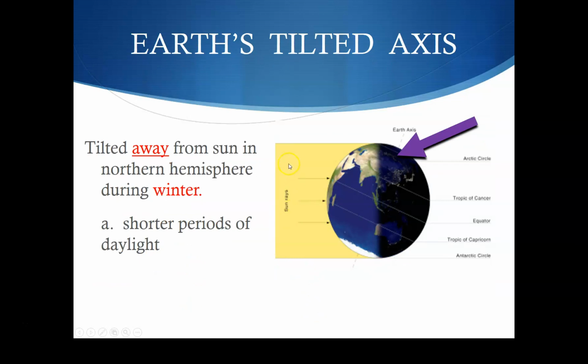Now, when the northern hemisphere's axis is tilted away from the sun, we know that to be winter, and that is when we have the shorter periods of daylight. When you think about it, in the wintertime, it gets dark around 4:30, 5 o'clock. It gets dark pretty soon. That is because during the wintertime, we are receiving fewer daylight hours. We're not receiving the same amount of sunlight we were before, and so our days are a lot shorter.